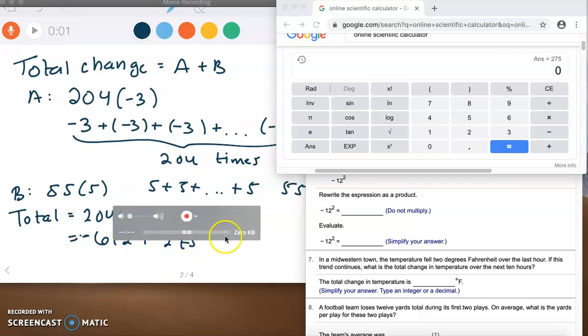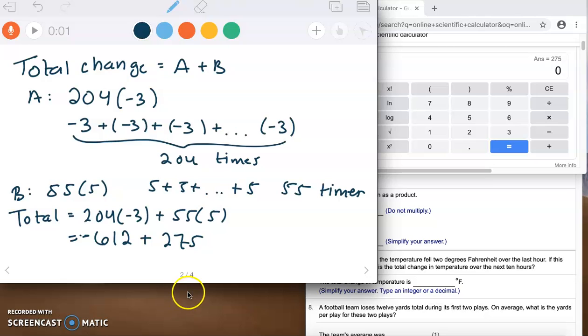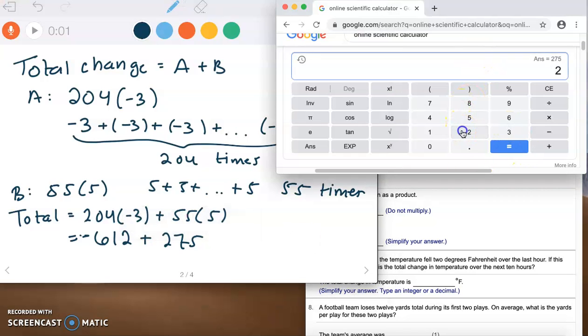So remember that when we say -612 plus 275, that's the same thing as saying 275 minus 612. Remember, we can switch the order just to do it in a calculator here. So we have 275 minus 612, and that gives us -337.